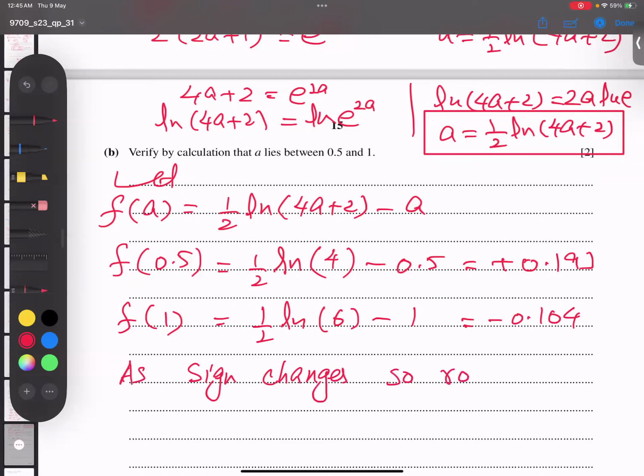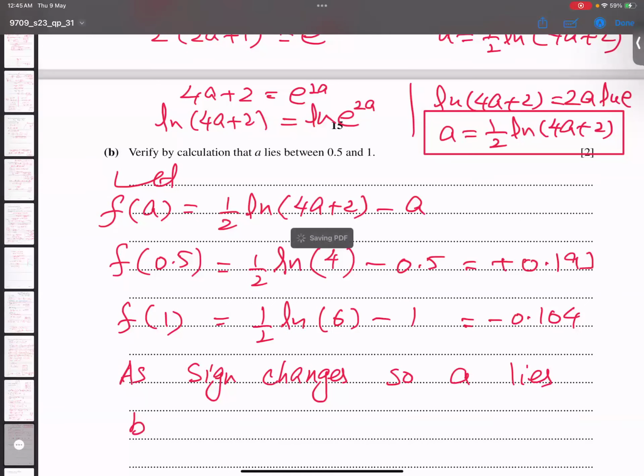So root, because he said that a lies, or root, same story. Okay, right? No problem. A lies between 0.5 and 1.